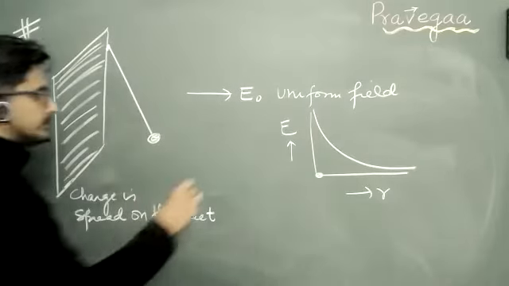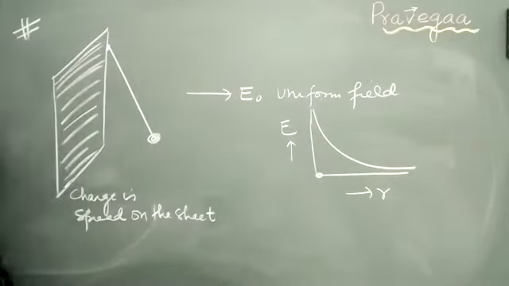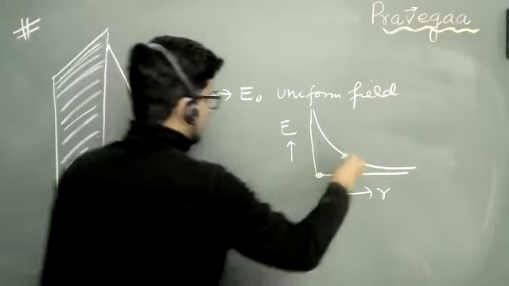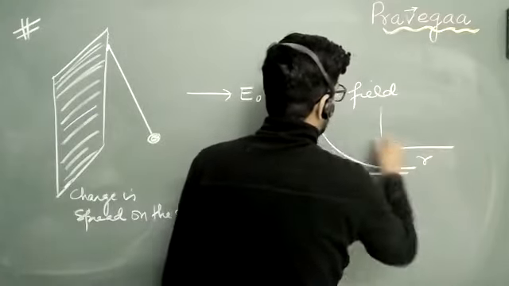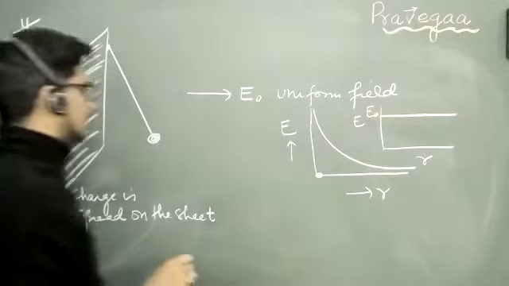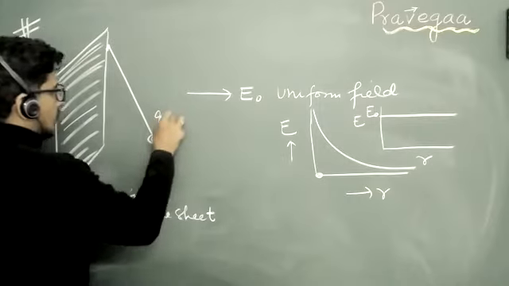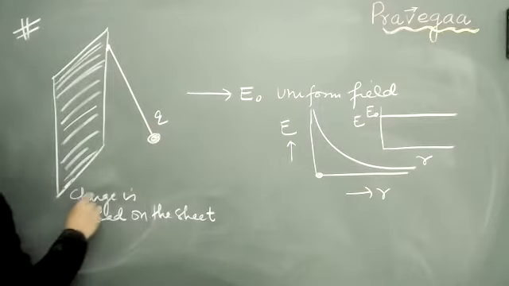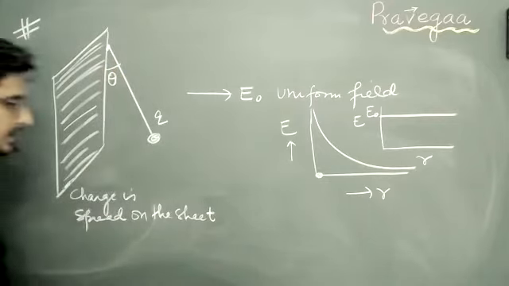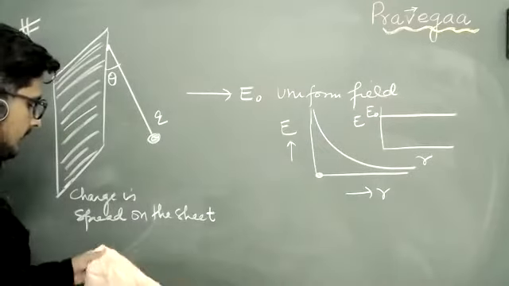Yes or no? So this is our field due to a charge. It goes like this. And when you see a uniform field, that means it is not changing with distance. It is kept constant, right? So this is a charge Q on this, and suppose this is the angle theta. I want to calculate what the value of theta will be at equilibrium.